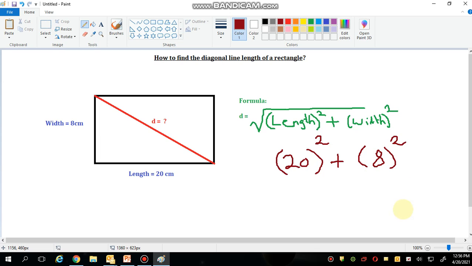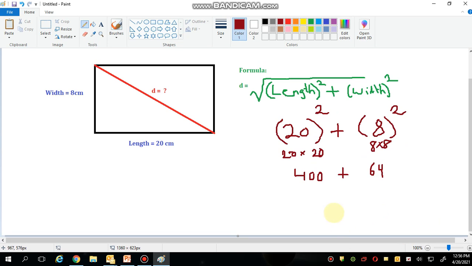Now that I've got the numbers, let's square them. 20 multiplied by 20, 20 squared, is equal to 400. Plus, 8 squared is 8 times 8, and that is 64. Okay? And then 400 plus 64 is 464. So the length of the diagonal is the square root of 464. Now, this right now is the correct answer.